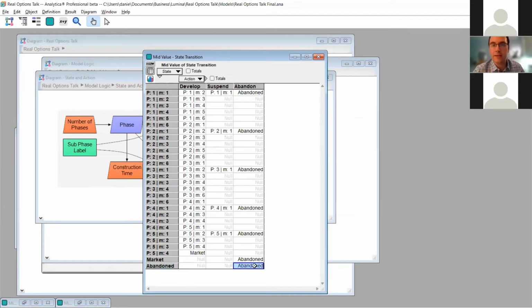Note that abandon is an absorbing state, so we will always be in abandon if we select that action. Also, once you're in market, you will always move to abandon, just to complete the model. At the start of each of the phases, we have the option to make a decision.